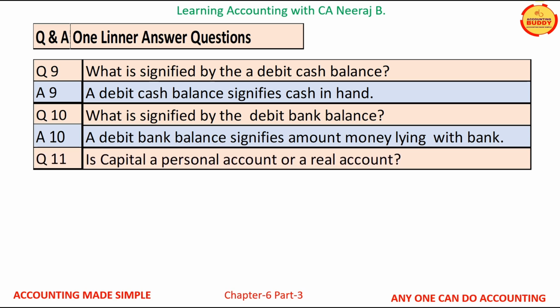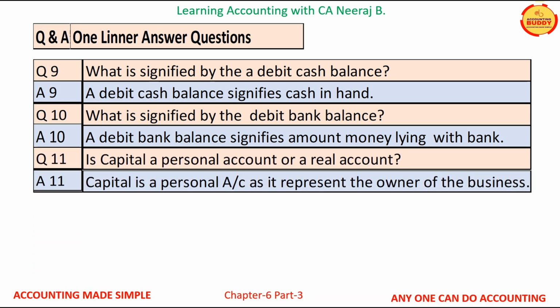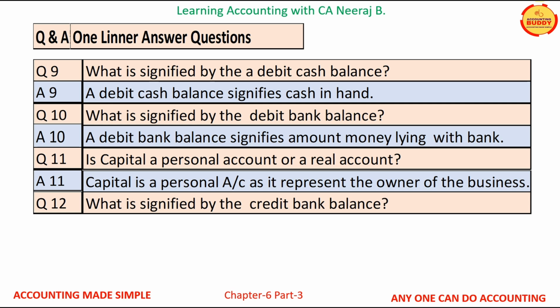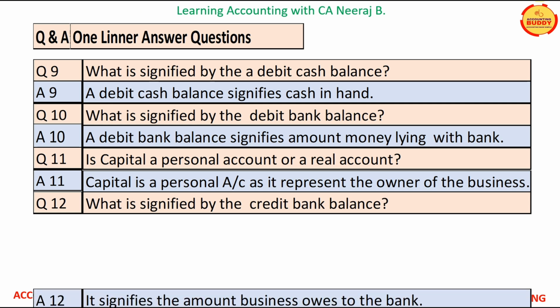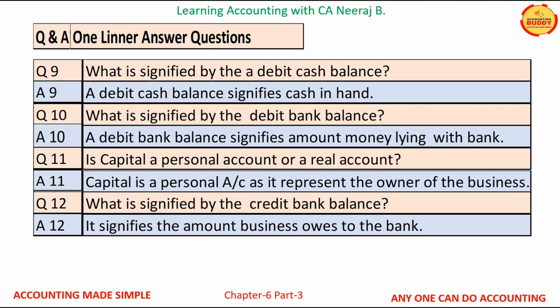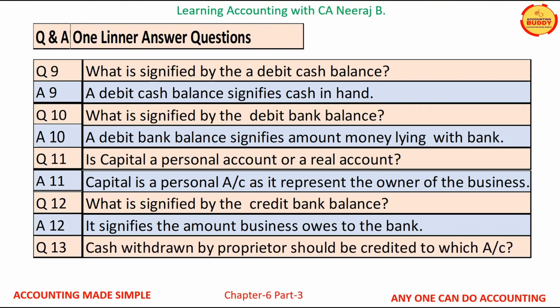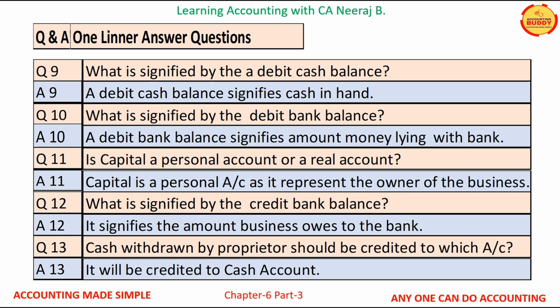Question number 11, is capital a personal account or a real account? The answer is capital is a personal account as it represents the owners of the business. Question number 12, what is signified by the credit bank balance? The answer is it signifies the amount the business owes to the bank. Question number 13, cash withdrawn by the proprietor should be credited to which account? The answer is it will be credited to the cash account.